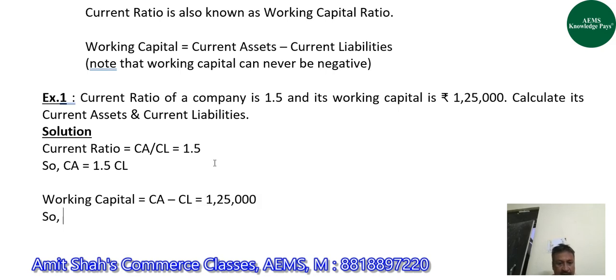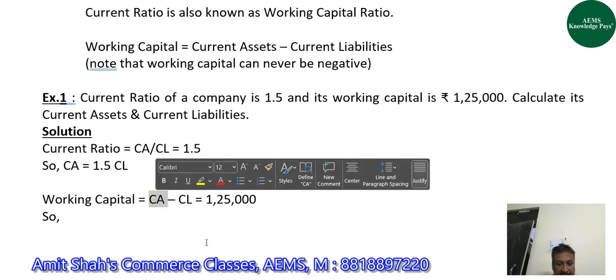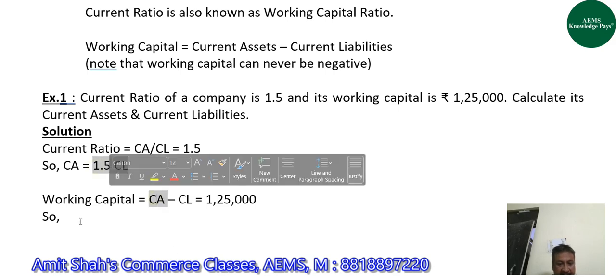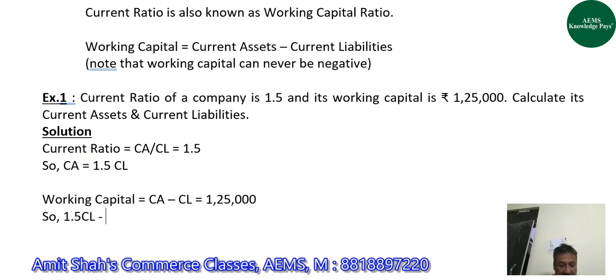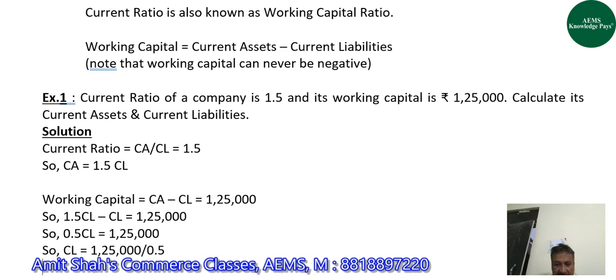And working capital is current assets minus current liabilities, that is 1,25,000. So in place of current assets, we can write 1.5 current liabilities minus current liabilities is equal to 1,25,000. So 0.5 current liabilities is equal to 1,25,000. So current liabilities is 1,25,000 divided by 0.5, that is 2,50,000. This is how we have determined current liabilities.